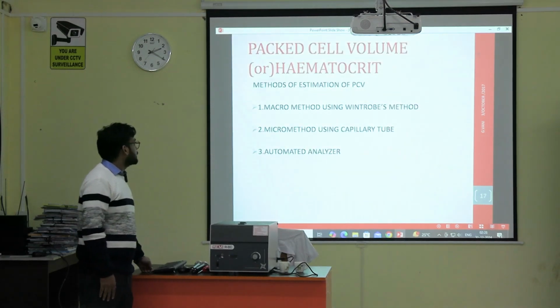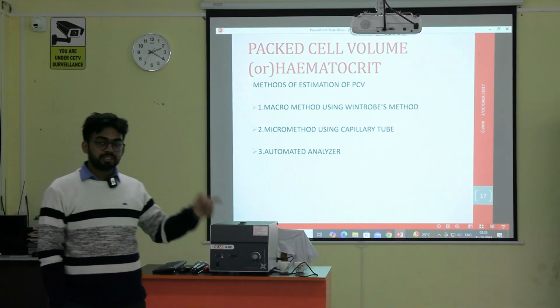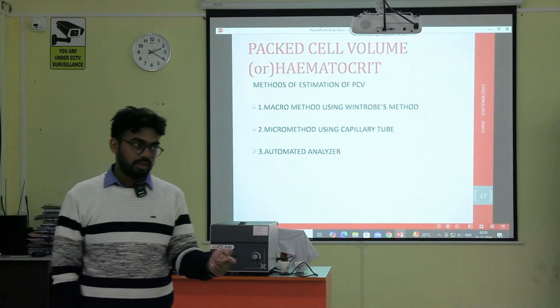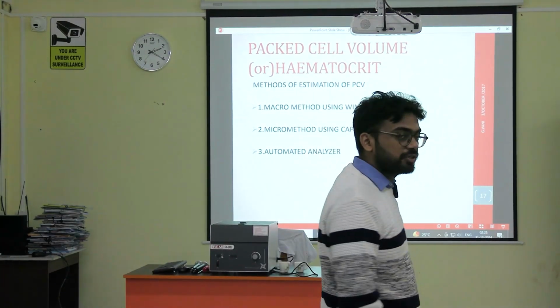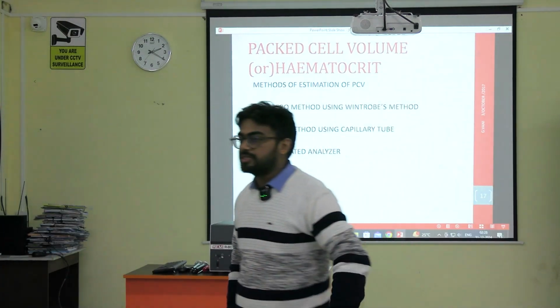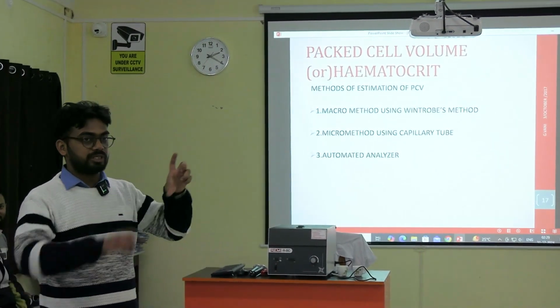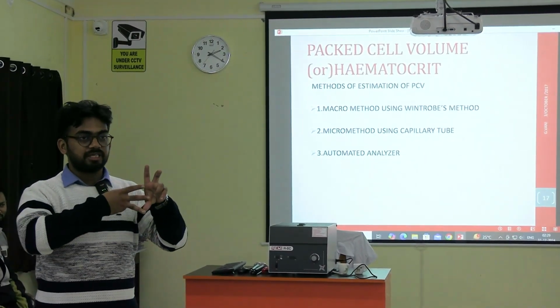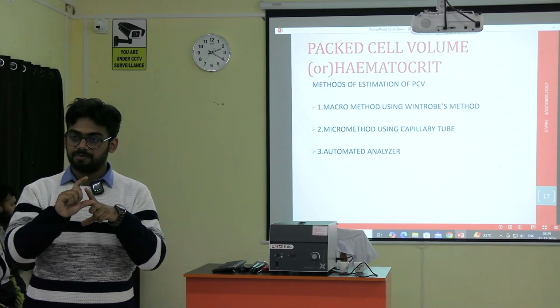So what are the methods of estimation of PCV? One is the macro method using this Wintrobe tube, just what I have told now: taking the blood in a Wintrobe tube, and then placing the tube inside the centrifuge machine, making the machine move 3000 revolutions per minute for 30 minutes. After that, let it settle, and you're going to see the 3 layers. These 3 layers are the red blood cell layer, buffy coat layer, and the plasma layer.